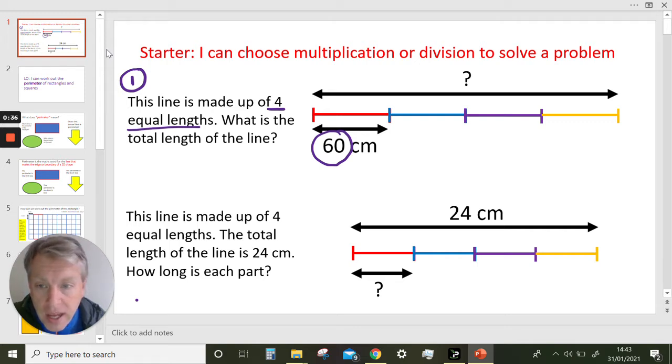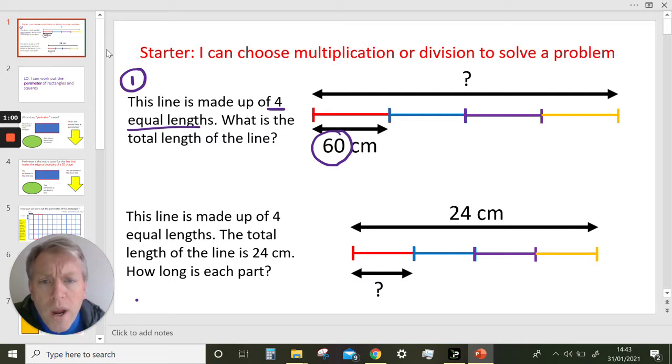And for this one here, this arrow is 24 centimetres long and it has been split up into 4 equal parts. How long is each of the parts? Pause the video, have a go. Well, I hope you did pause the video.